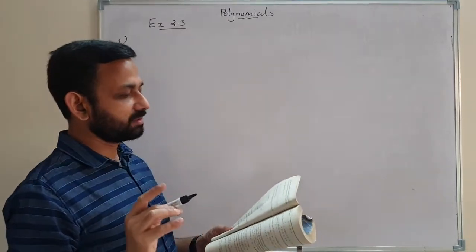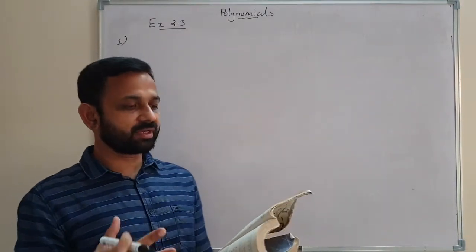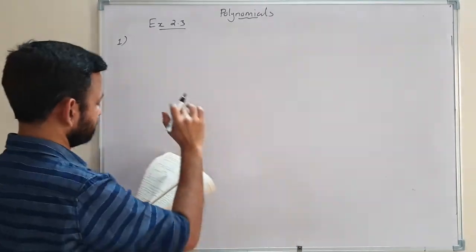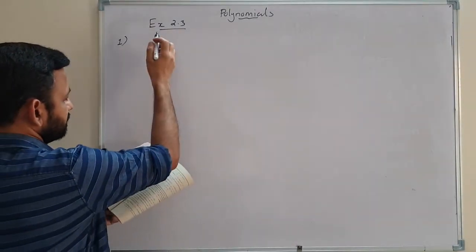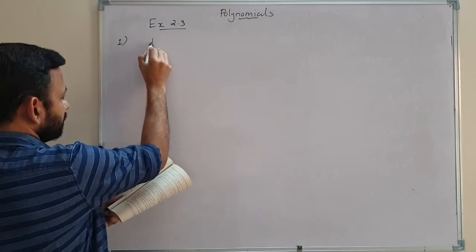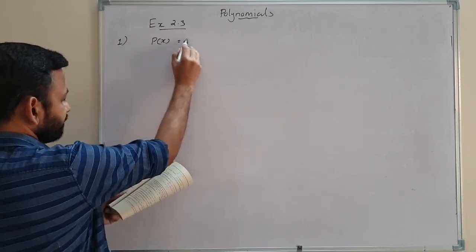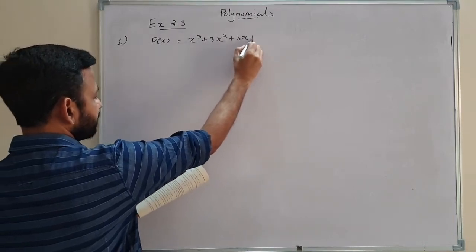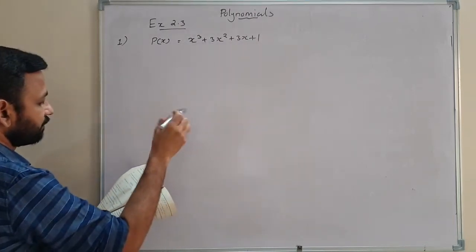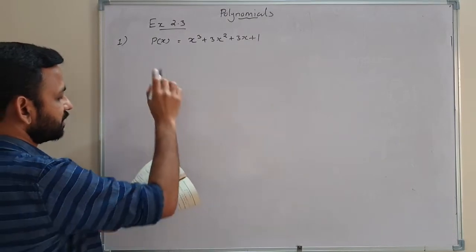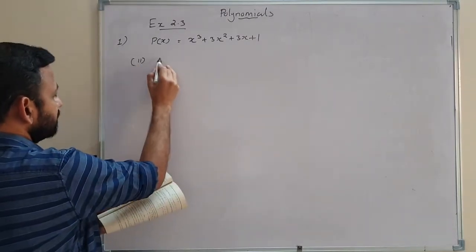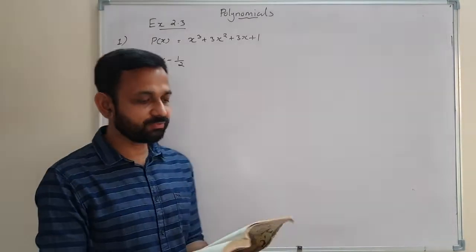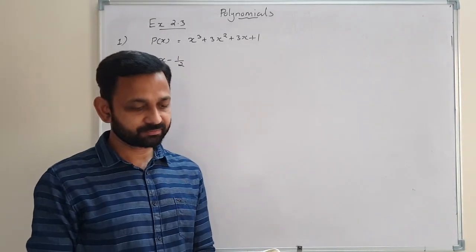Find the remainder when x cube plus 3x square plus 3x plus 1 is divided by the following. So px we can take as x cube plus 3x square plus 3x plus 1. Now we can do second part, x minus 1 by 2. So we need to find the remainder.